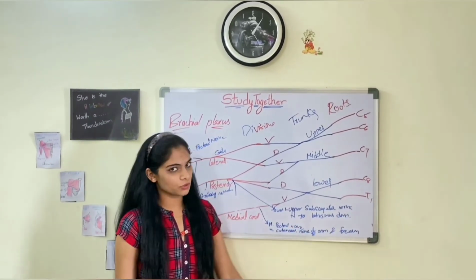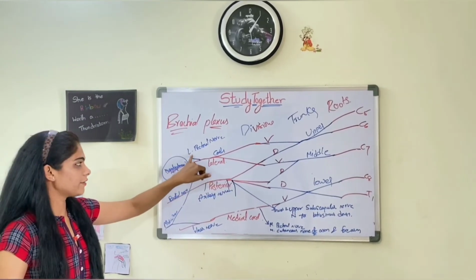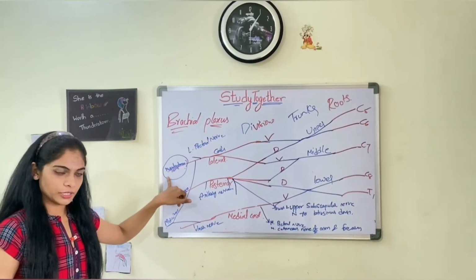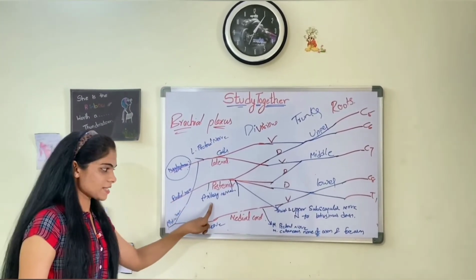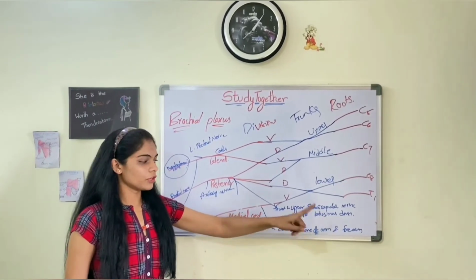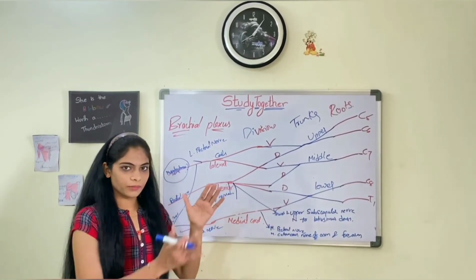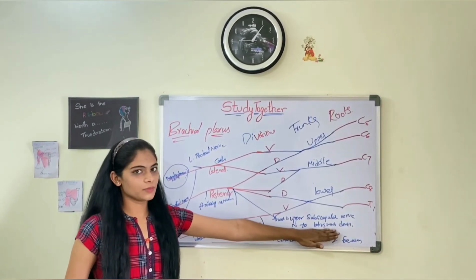nerve to latissimus dorsi. So from the lateral cord, the nerves arising are the lateral pectoral nerve and musculocutaneous nerve. Whereas the posterior cord gives the radial nerve, axillary nerve, lower and upper subscapular nerves, which supply the muscles present below the scapula, and the nerve to latissimus dorsi, which supplies the latissimus muscle.